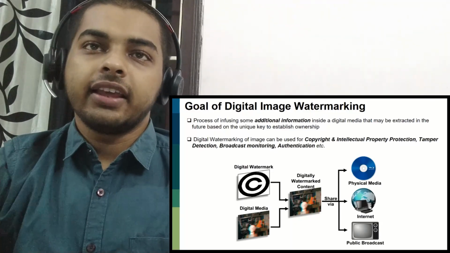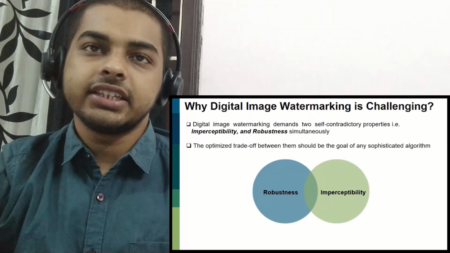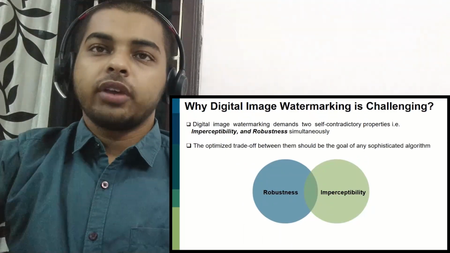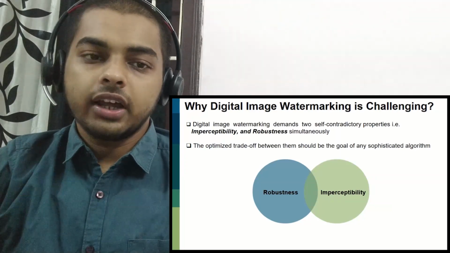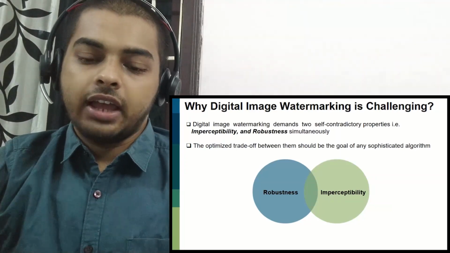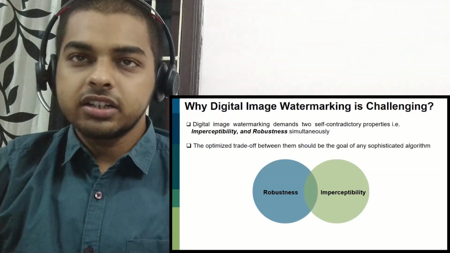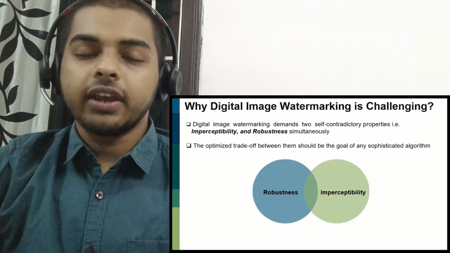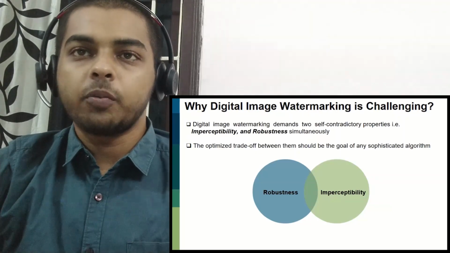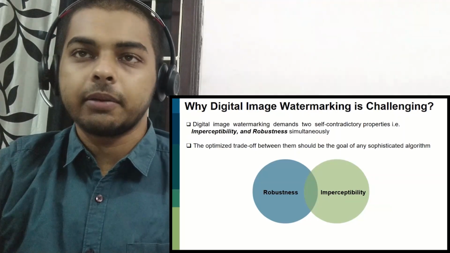In the next slide, I'll explain why digital watermarking is a challenging problem. As you can see, digital watermarking demands two self-contradictory properties: imperceptibility and robustness. And it demands both of these properties simultaneously. So the goal of any sophisticated algorithm should be the optimized trade-off between imperceptibility and robustness.